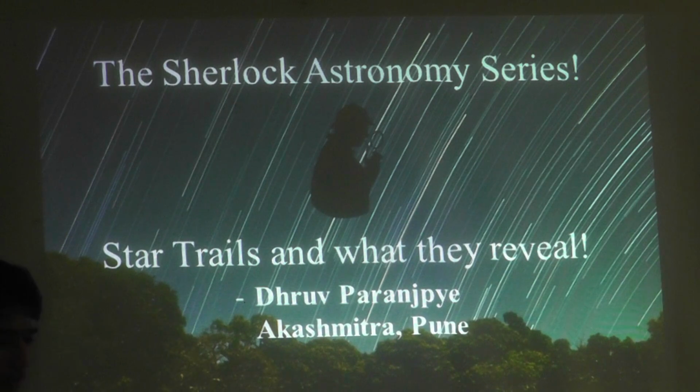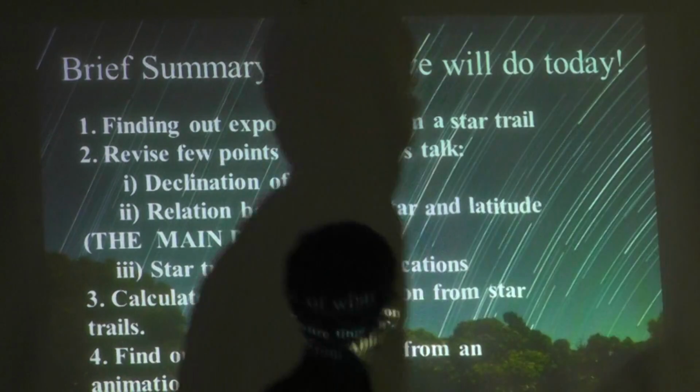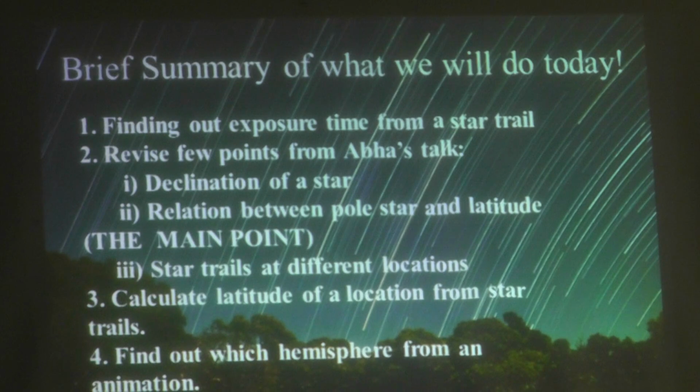Alright. So now that I've given a brief introduction, let me summarize what we are going to do today. First, we'll find out the exposure time from a given star trail. If we have a particular star trail, we will try to find out what exposure time was given, or for how long the camera was taking that star trail photograph. It may not be that the camera was continuously collecting light for an hour or 2 hours, but they can be integrations of 30-second exposures. That is what we call stacking.